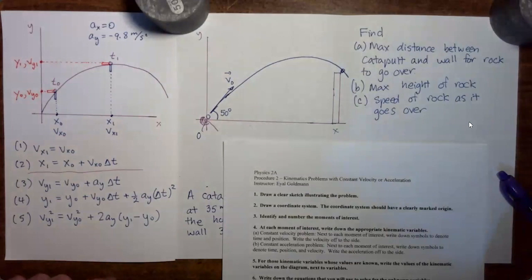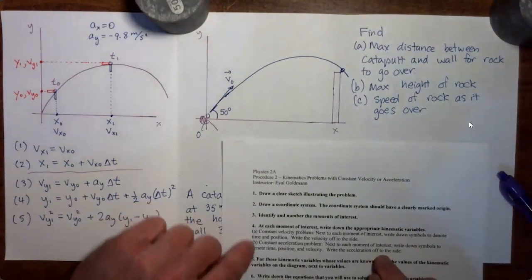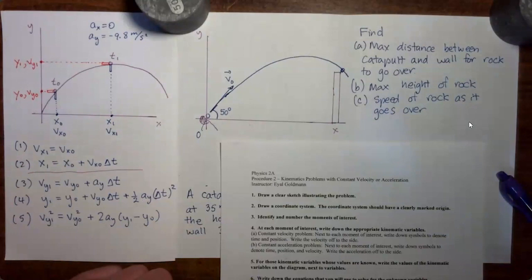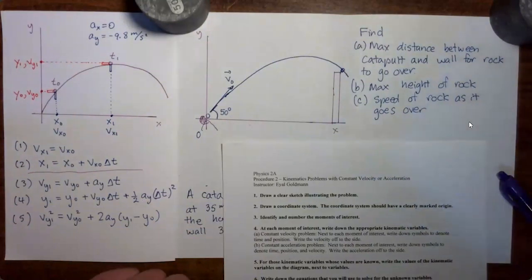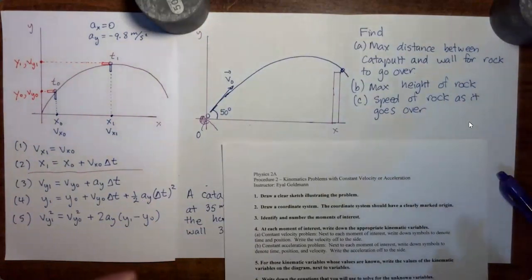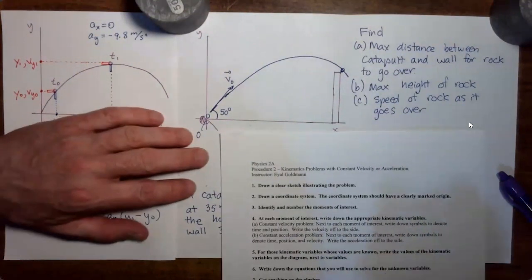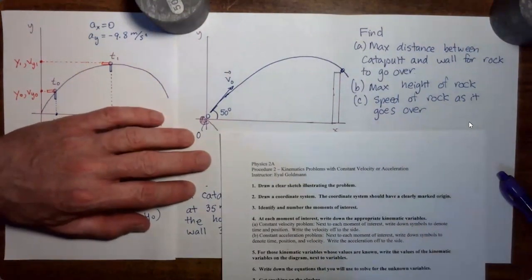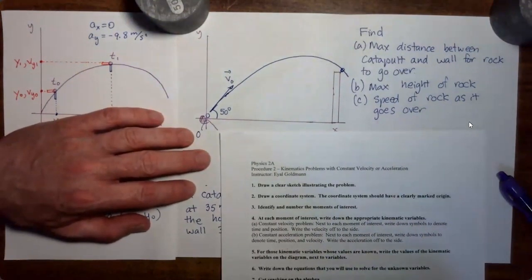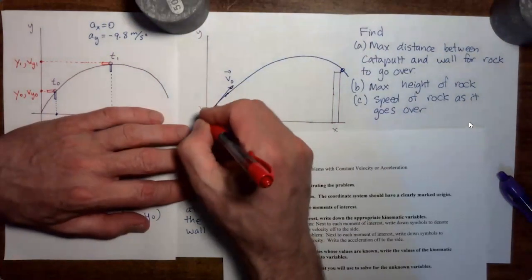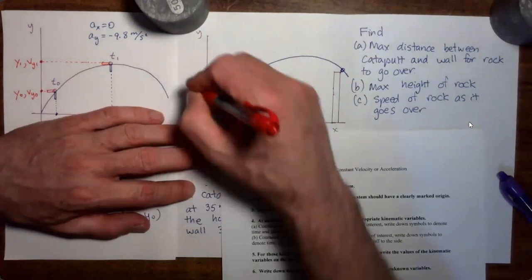Identify and number the moments of interest. So why don't you give this a shot? Pause the video, identify and number the moments of interest, and you can even go to step 4 where you put in all of the necessary kinematic variables. Okay, so there are 3 moments of interest here. Moment of interest 0 would be immediately after the launch.